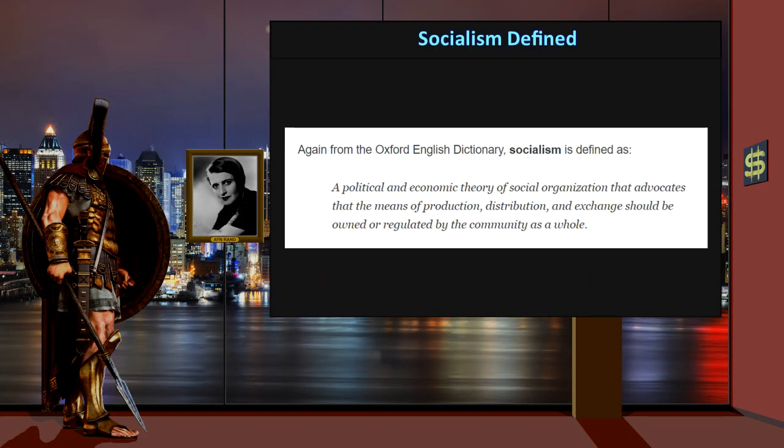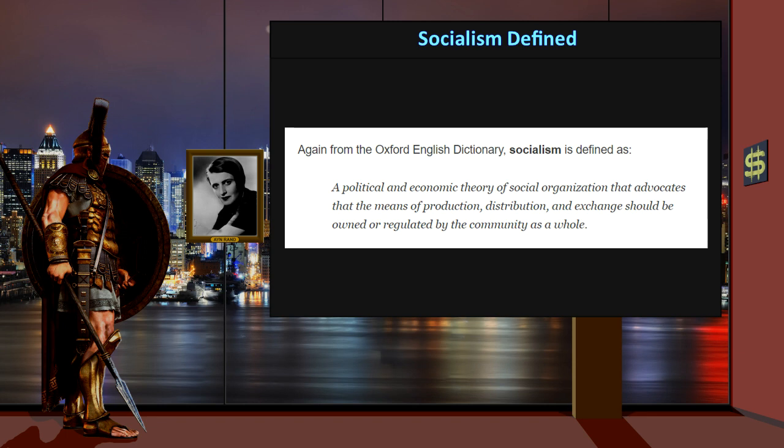Again, from the Oxford English Dictionary, socialism is defined as a political and economic theory of social organization that advocates that the means of production, distribution, and exchange should be owned or regulated by the community as a whole. First, let's look at what this definition does not say. It does not say that everyone must have equal wealth or income. It does not say that money must be abolished. It does not say that the state or political leadership must be abolished.